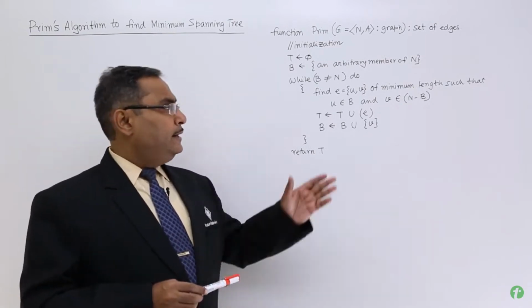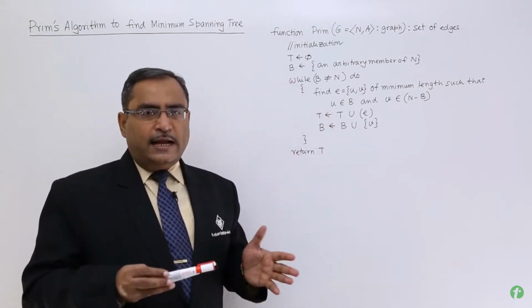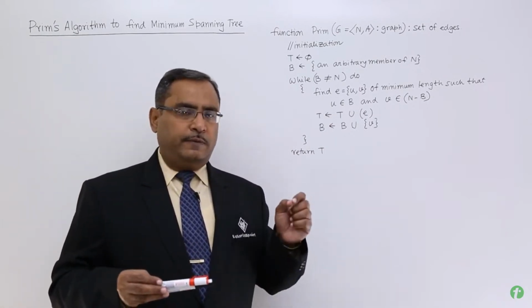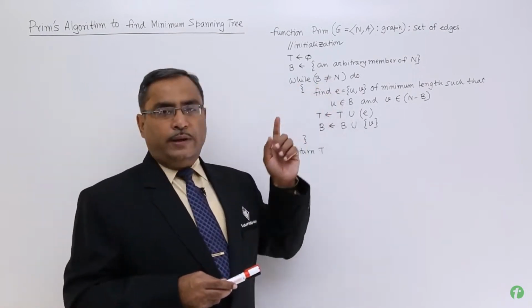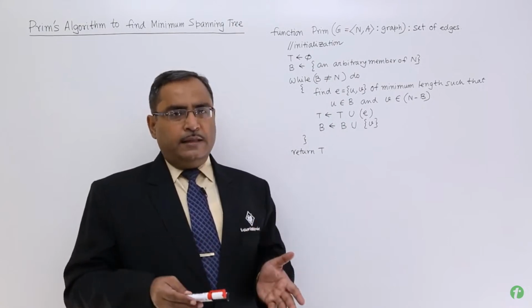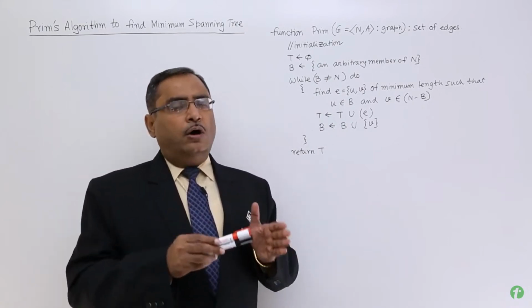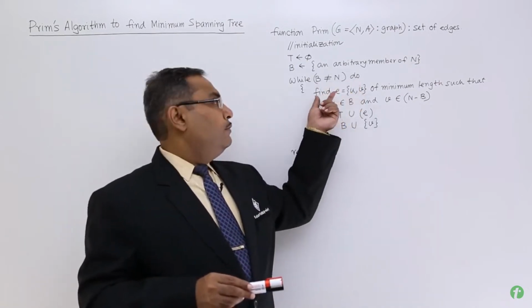So now what will happen in the next part of the algorithm, we can find that B will go on increasing. That means accumulating other vertices. So now B will go on enriching itself. So until B is not equal to N, that means until all the vertices have been considered, the same thing, until B is containing all the vertices. That means while B is not equal to N, do find E.